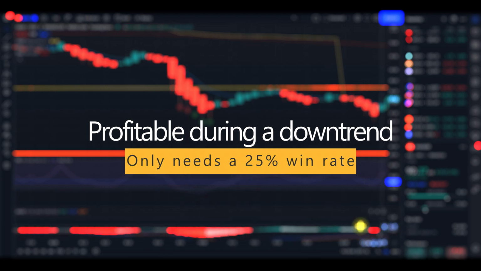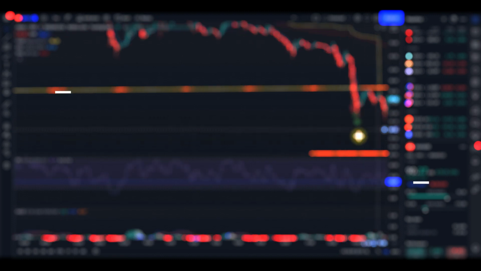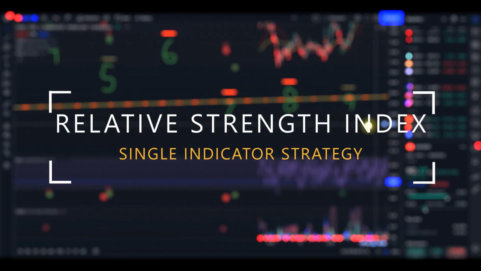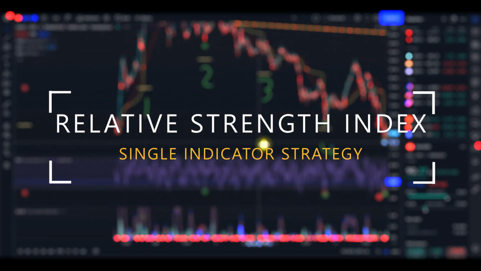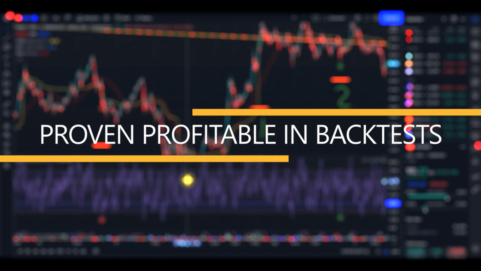All right, guys. We're going to be using the RSI for this strategy, and I know it seems unwise to use one indicator. However, this method actually made money, over 10% profit, while the market went down about 13% over the same period of time. And you'll see all this later in the video.